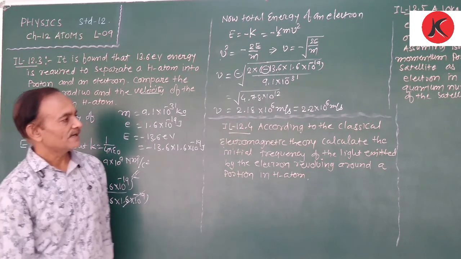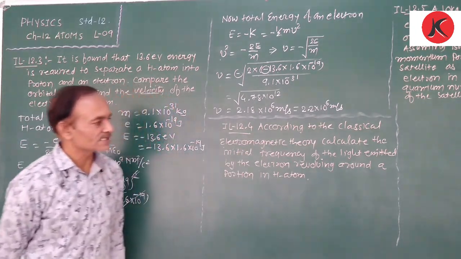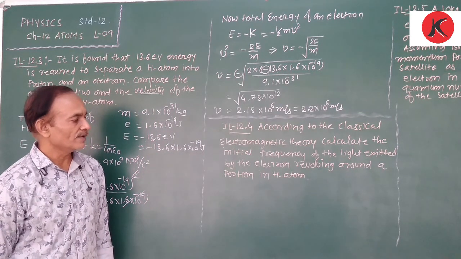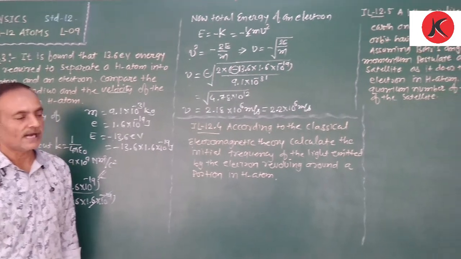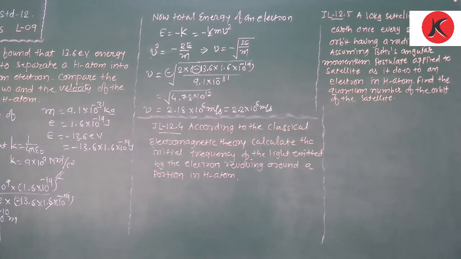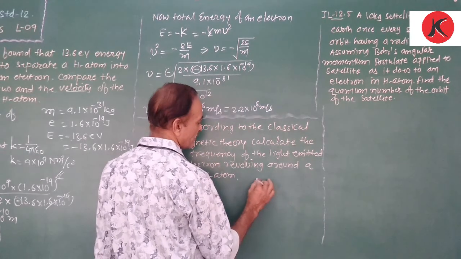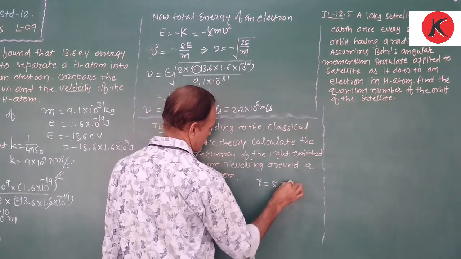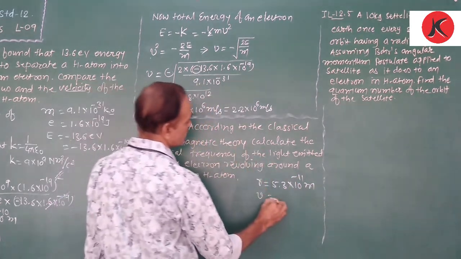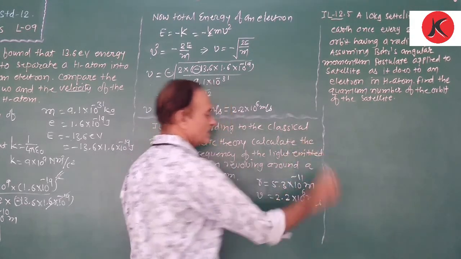Now, next illustration: according to classical electromagnetic theory, calculate the initial frequency of the light emitted by the electron revolving around a proton in a hydrogen atom. For this purpose, we consider the radius of the electron r is equal to 5.3 into 10 is to minus 11 meter, and the velocity of the electron, which we found, is 2.2 into 10 is to 6 meter per second in the earlier illustration.